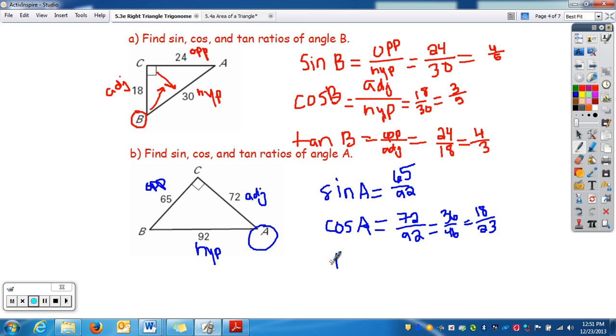And then the last one, tangent of A, is the opposite side, 65 over 72. Again, it's a ratio, and ratios are fractions or decimals. And so these are my 3 ratios for this situation.